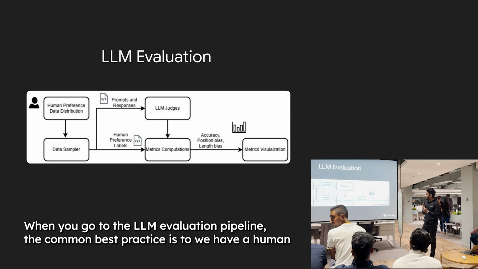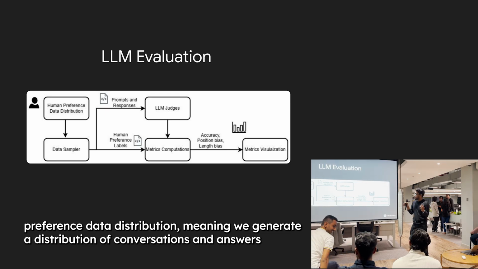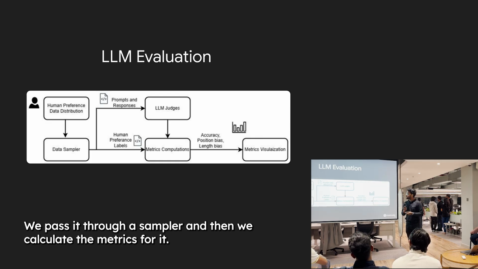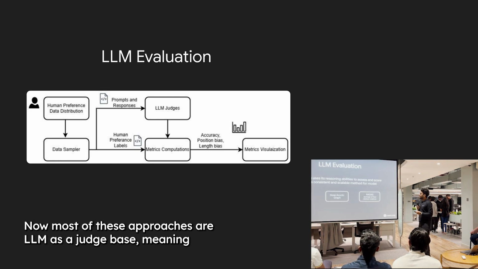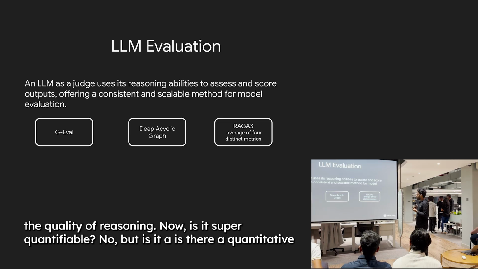When you go to the LLM evaluation pipeline, the common best practice is we have a human preference data distribution, meaning we generate a distribution of conversations and answers and memory states. We pass it through a sampler and then we calculate the metrics for it. Now, most of these approaches are LLM as a judge based, meaning you use a supervisory LLM, most often one of the top tier models, to evaluate the quality of reasoning.